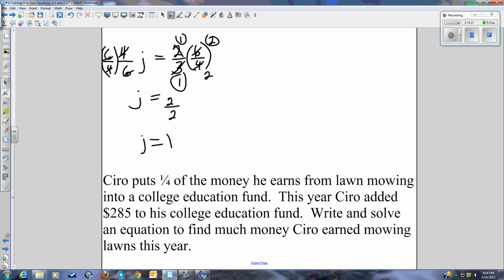The last problem is a word problem. And I'd like you to try this one on your own, and we'll go over it when we come back to class.